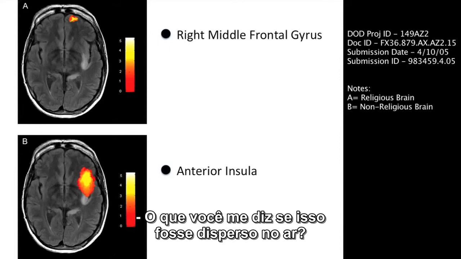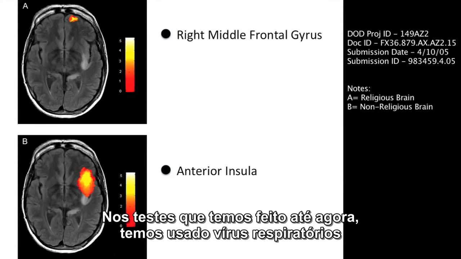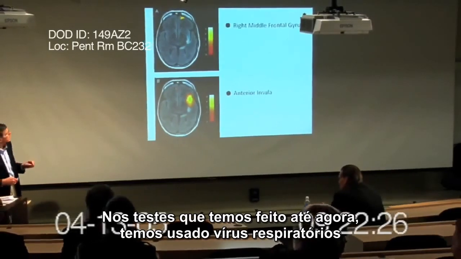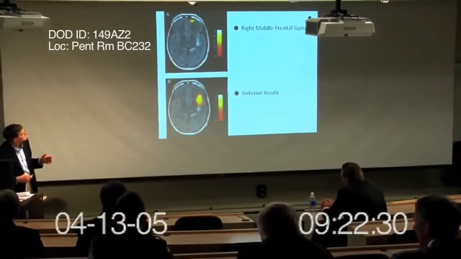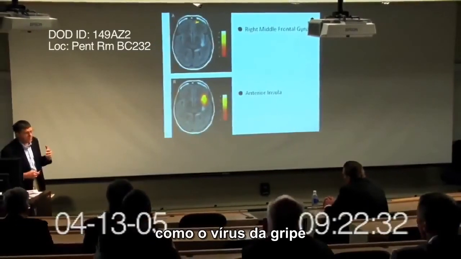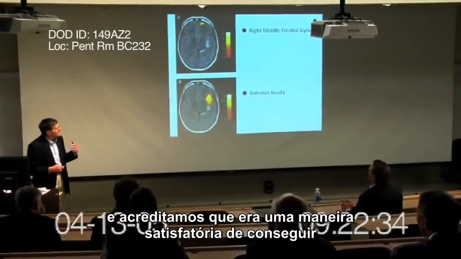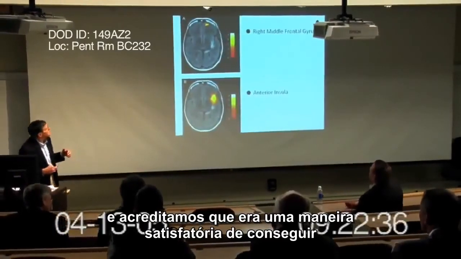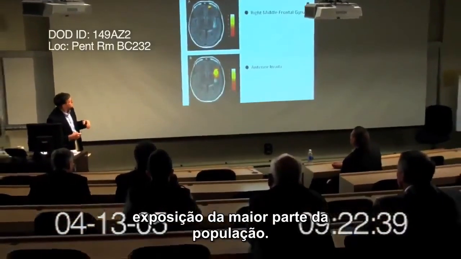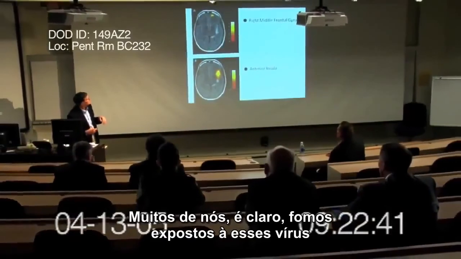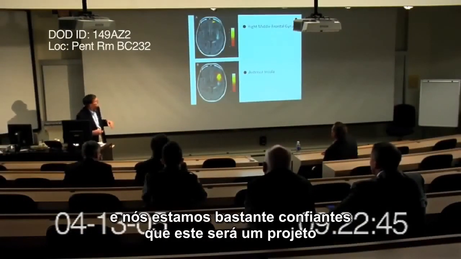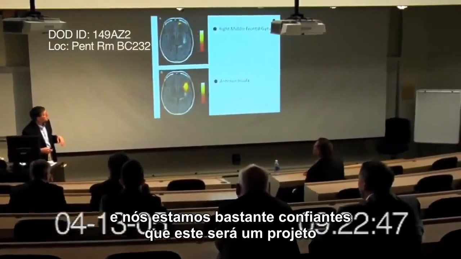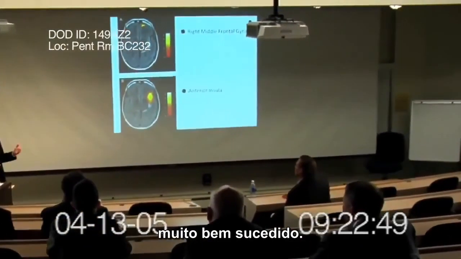How would you suggest that this is going to be dispersed? The aerosol? Well, so the present plan and the tests that we've done so far have used respiratory viruses, such as flu or rhinoviruses, and we believe that that's a satisfactory way to get the exposure of the largest part of the population. Most of us, of course, have been exposed to both of those viruses, and we're quite confident that this will be a very successful approach.